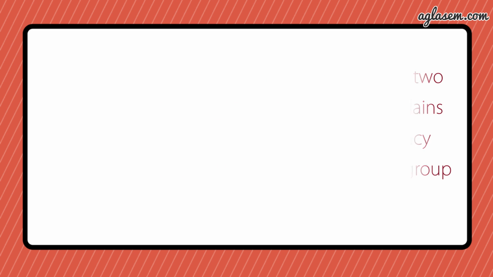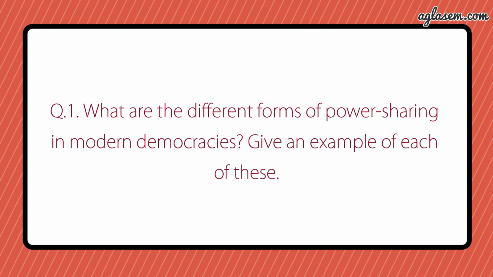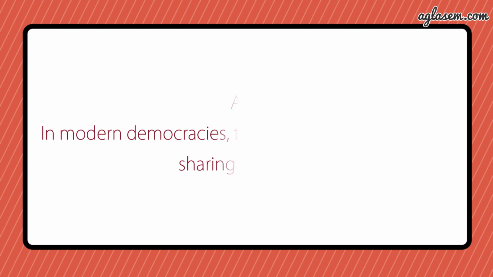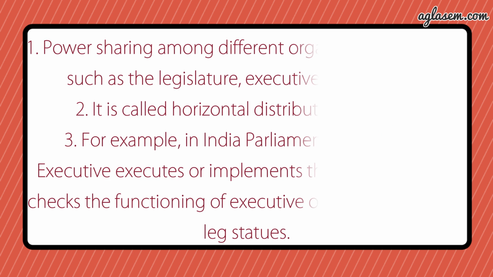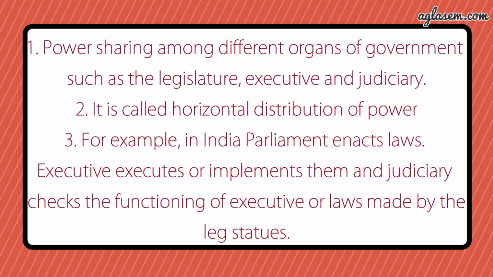Here question number 1 says, what are the different forms of power sharing in modern democracies? Give an example of each of these. Answer is, in modern democracies, the different forms of power sharing are given with an example. First, power sharing among different organs of government such as the legislature, executive and judiciary. It is called horizontal distribution of power. For example, in India, Parliament enacts laws, the executive executes or implements them, and the judiciary checks the functioning of the executive or laws made by the legislature.